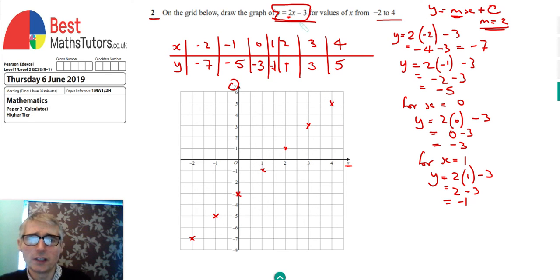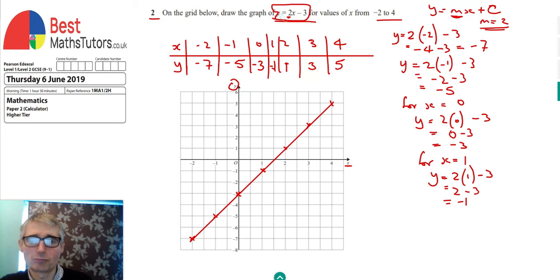We can see, as we would expect for a graph which is y equals 2x minus 3, there's no square or anything on the x, so we'd expect this to be a straight line. And if I join them up, what I get is this, and that's it. We've got a straight line.